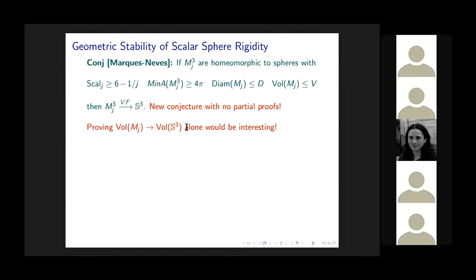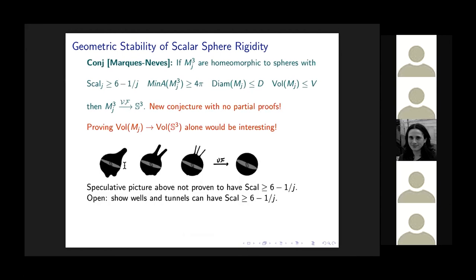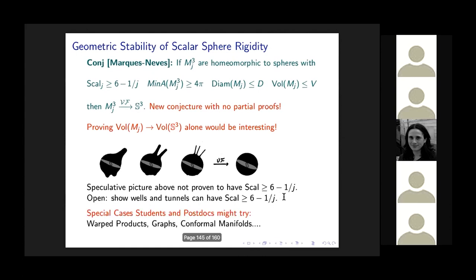Even proving the volume of M_j converges to the volume of S^3 would be interesting. So just getting the volume convergence would be interesting. That hasn't been done. This is a speculative picture, but this example has never been constructed yet rigorously. Maybe these wells could be made with scalar greater than or equal to 6 minus 1 over j. It's unknown if you can do that. We know they can be done with positive, but we don't know if they can be done that strongly. So showing wells and tunnels can have scalar greater than or equal to 6 minus 1 over j would be a very nice open problem to solve. Special cases students and postdocs could try would be warp products, graphs, conformal manifolds.